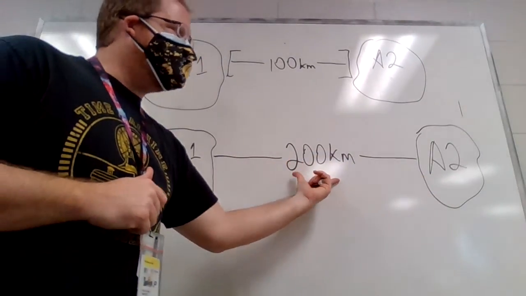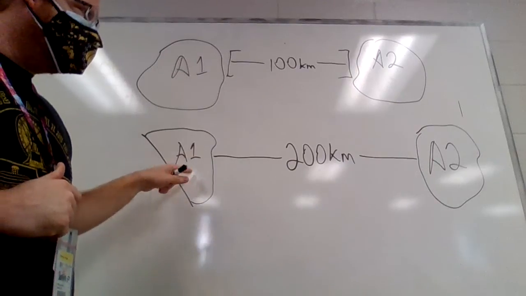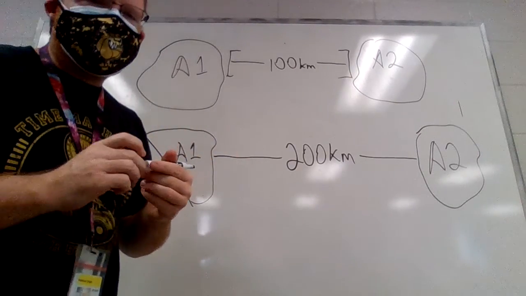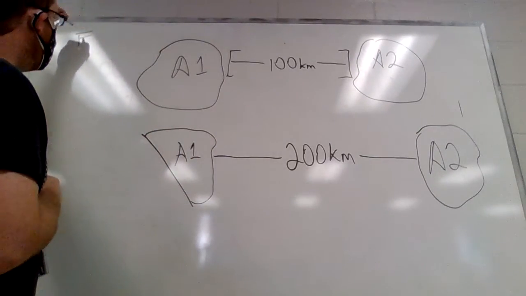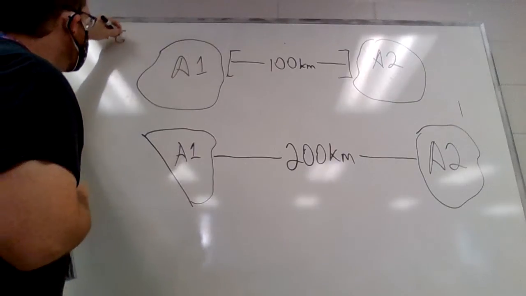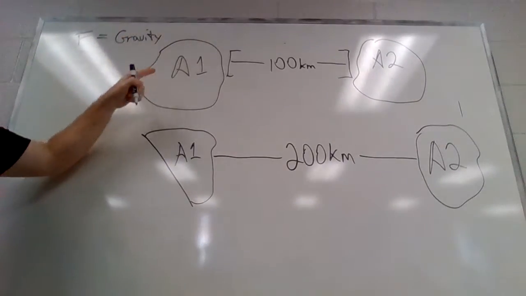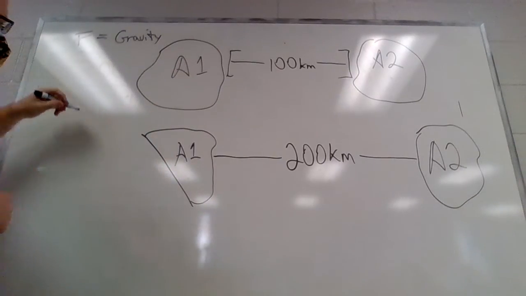So you double the space in between and you cut the mass of one of these in half. And they want to know what happens to the gravity. So basically, your initial gravity is equal to F. F equals your gravity. So when it gets hit and it gets cut in half, that's going to cut your gravity in half.